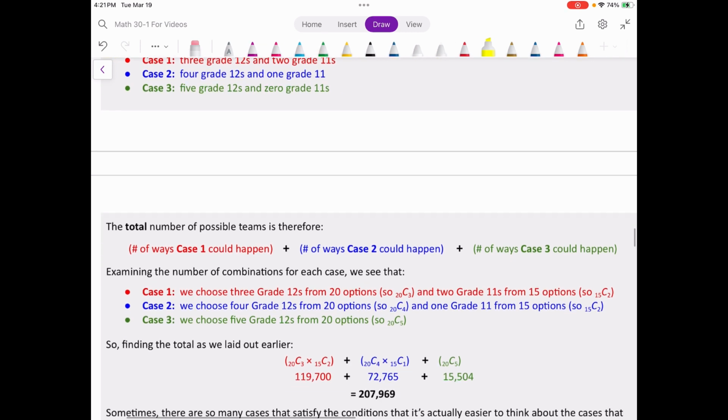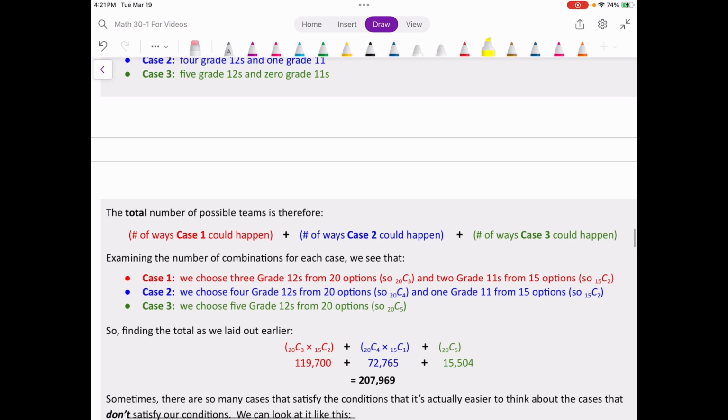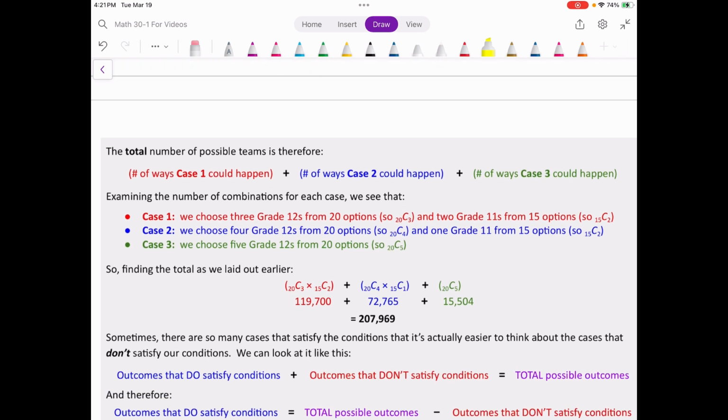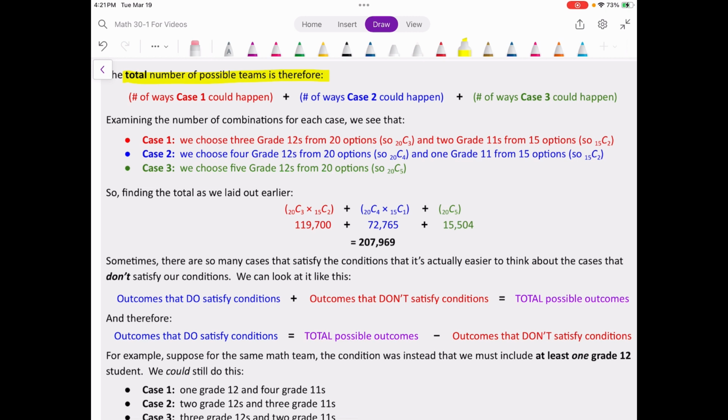So what's the total number of ways that we could do this if we need to have at least 3 grade 12s? Well, add them up, right? The total number of teams is just going to be how many different ways could we make case 1, plus how many ways could we make case 2, plus how many ways could we make case 3. So if we examine those individually, we kind of just talked about it, right? For case 1, we choose 3 grade 12s from 20 options. So 20 choose 3. And then we have to choose the remaining 2 members of the team from the grade 11s. That has 15 options. So that's 15 choose 2, right? That will let us figure out how many different ways we could build the team if it has 3 grade 12s and 2 grade 11s.